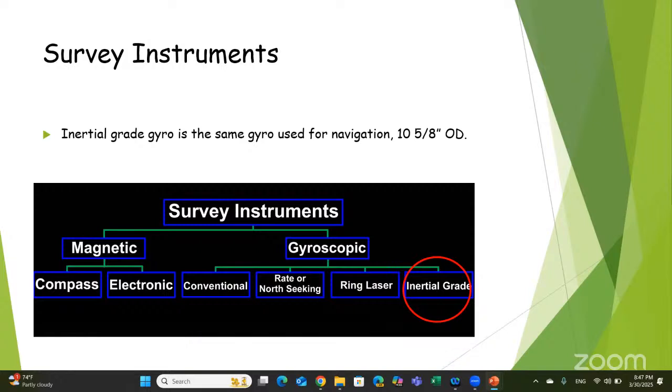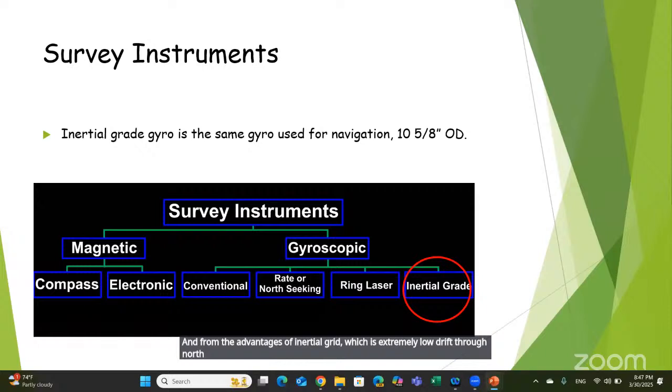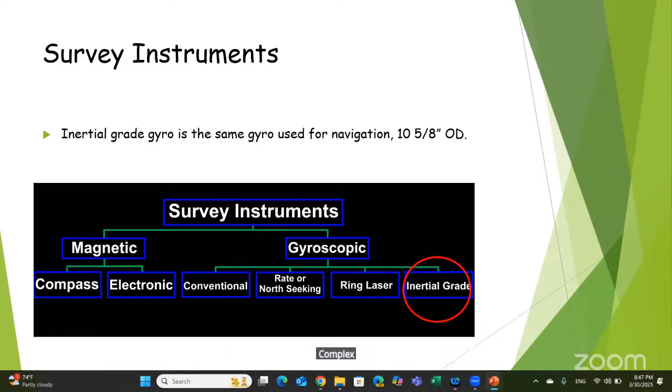From the advantages of inertial grade, there is extremely low drift, true north capability with no need for magnetic reference, it works in all environments, such as solid dome, cased wells, and high interference zones, and it has no moving parts. For the limitations, it is expensive, with high cost compared to tactical or industrial grade gyro, and has complex calibration, requiring temperature and drift compensation. Also, it has an outside diameter of 10 5/8.